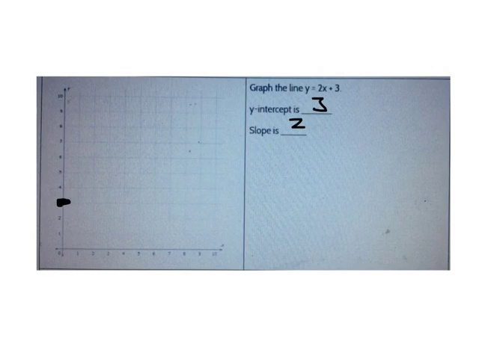That means that for each point, we're going to go up 2 and over 1. If I go up 2 and over 1 from 0, 3, what is my next point? My next point would be 1, 5.